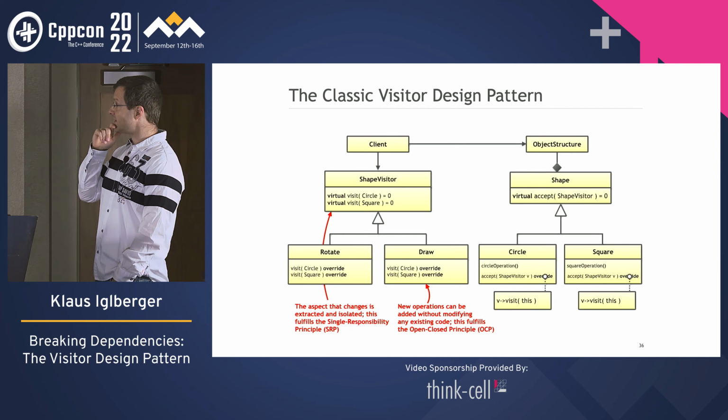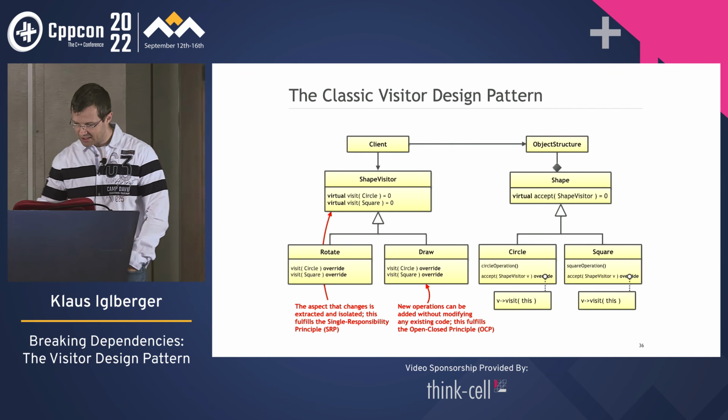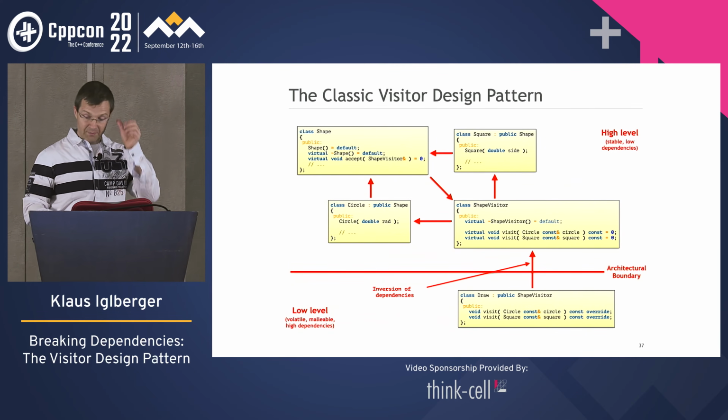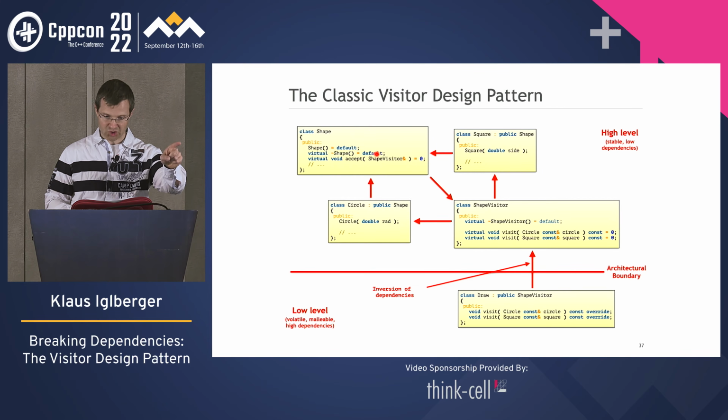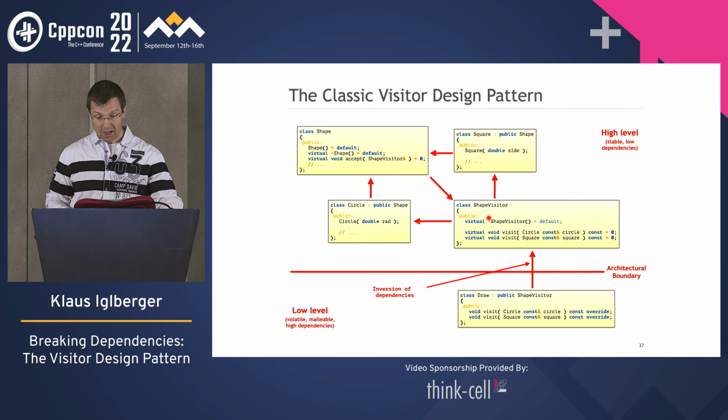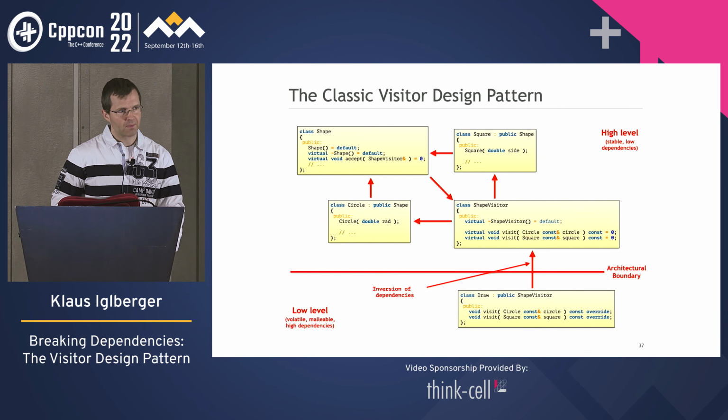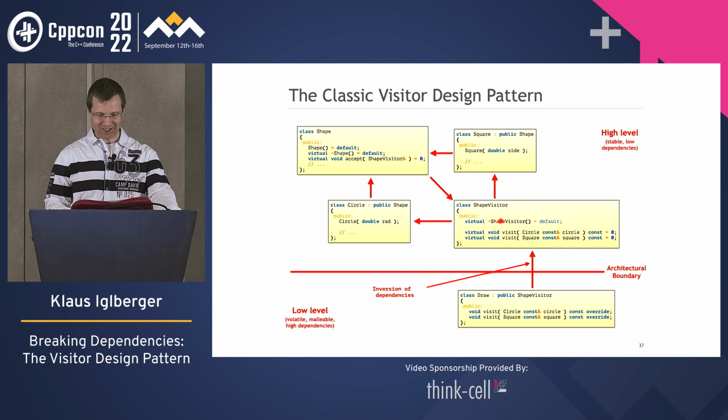So, this is definitely a disadvantage, and this becomes obvious if we take a look at the dependency graph. On the top left, there is the shape base class, and circle and square, of course, derive from that, so they depend on the base class. So the arrow points towards shape. But the shape class itself depends on shape visitor, which, however, in turn depends on circle and square. So seriously, there is a cyclic dependency.